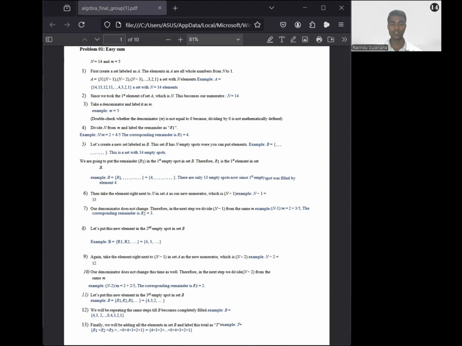Step 5. Once B is filled, sum all these elements. The total is your answer. That's how you solve the easy sum problem.